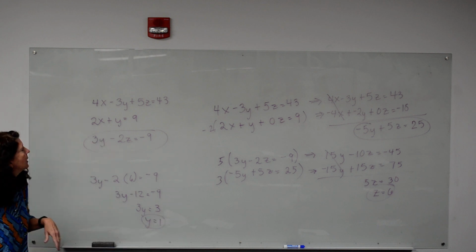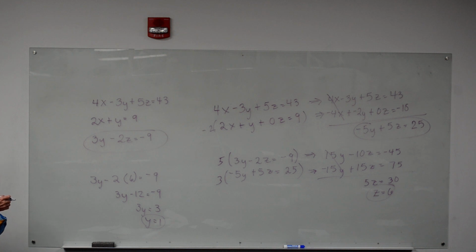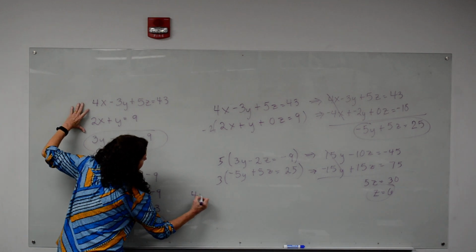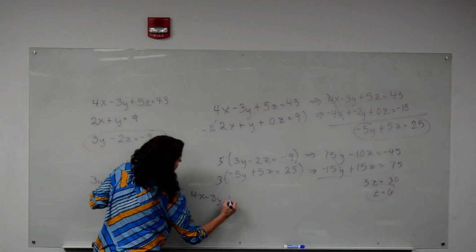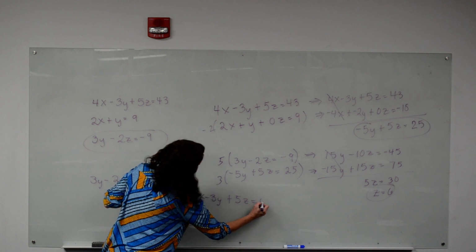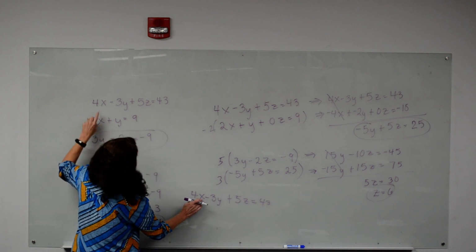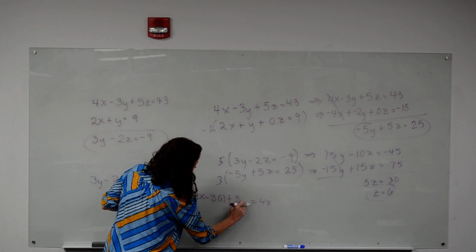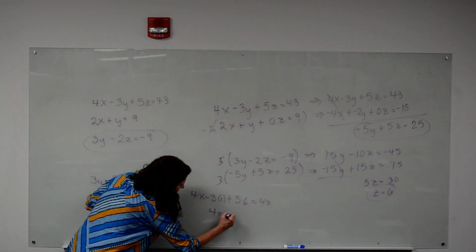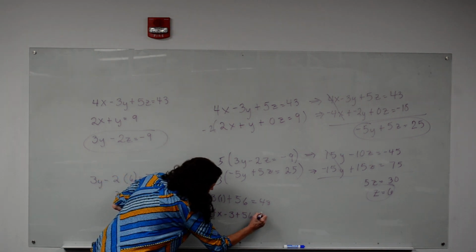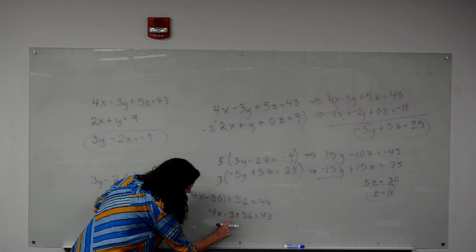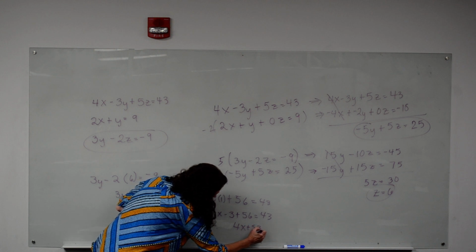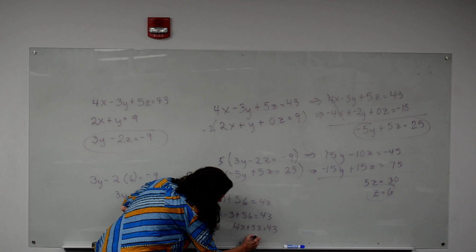So now I have the second one. Now how am I going to find my x? Plug them both into the top one. I'm going to plug it back into the top one. So I have 4x minus 3y plus 5z equals 43. And so this is going to be a 1, and this is going to be a 6. So I have 4x minus 3 plus 56 equals 43.